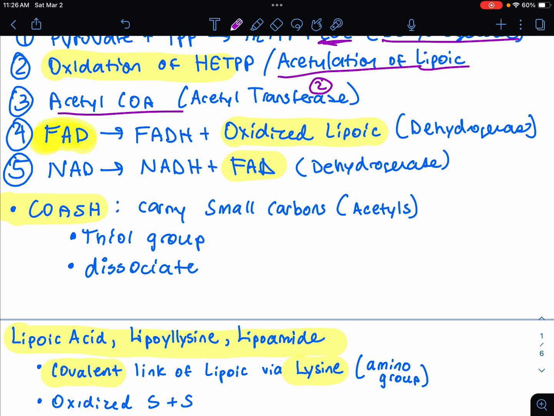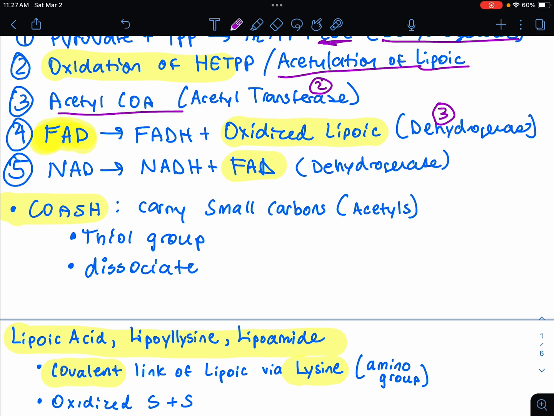Number 4, remember we need to regenerate the lipoic acid on enzyme 2 into its oxidized form. This is where we're going to do that. We're going to be using FAD in number 4, and we're going to make FADH2 and the oxidized lipoic acid. This is going to be restoring that lipoic acid on enzyme 2. We're going to be using a second dehydrogenase for enzyme 3.